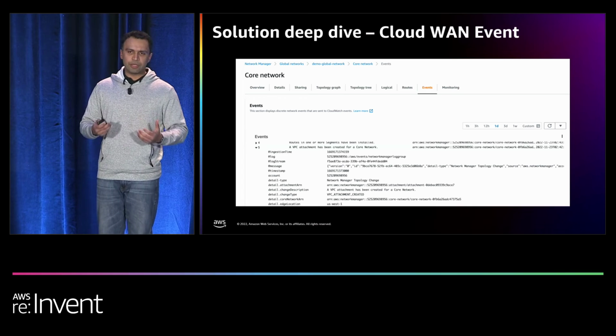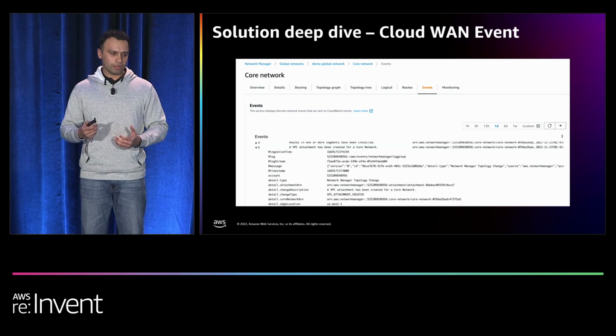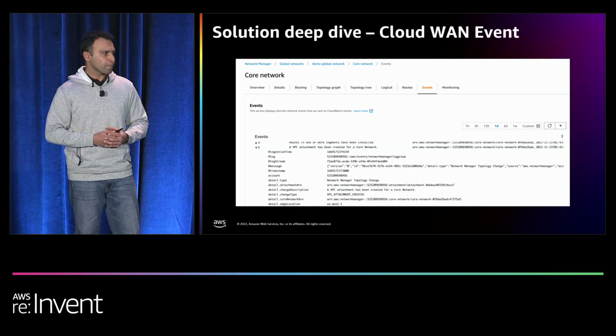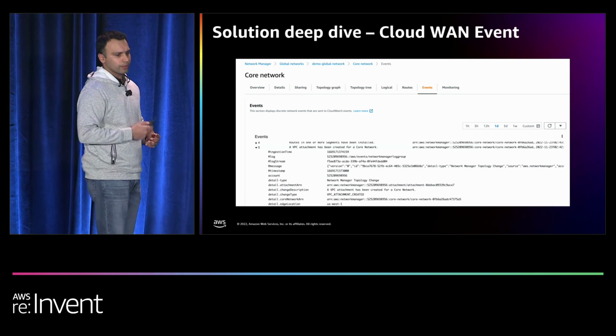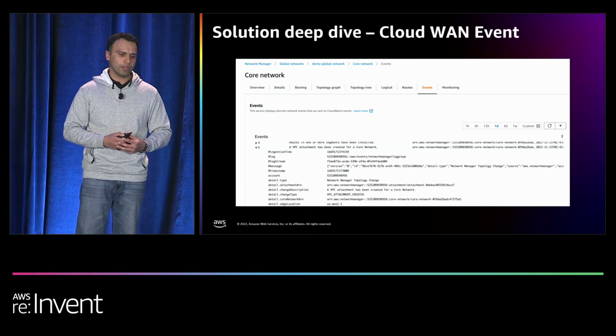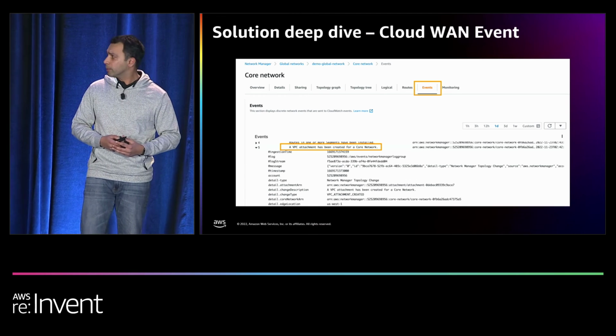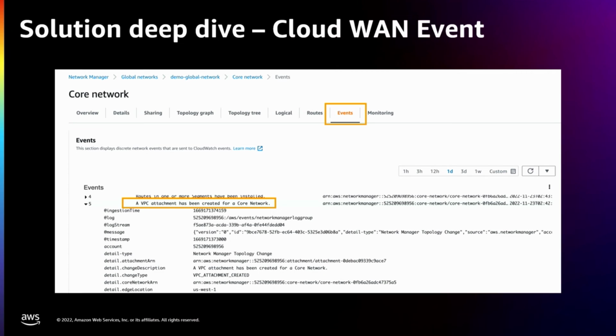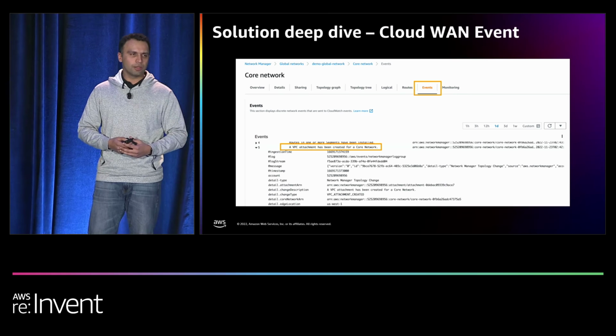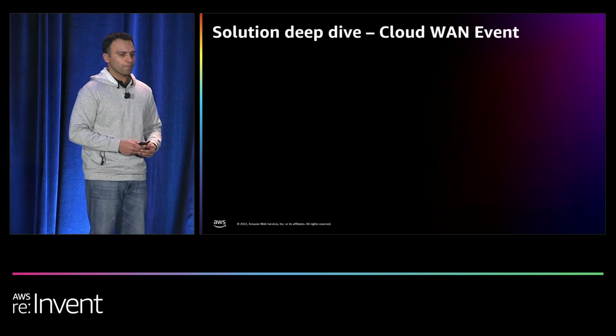So firstly, it's an event-based solution. So events is where we will start. If you navigate to the core network section on AWS Cloud WAN, there is an events tab. And within this events tab, we are going to be diving into the event that says a VPC attachment is created for the core network. So let's see what this event says.